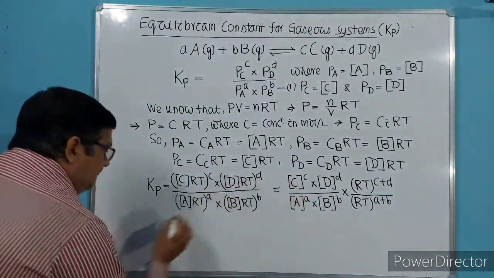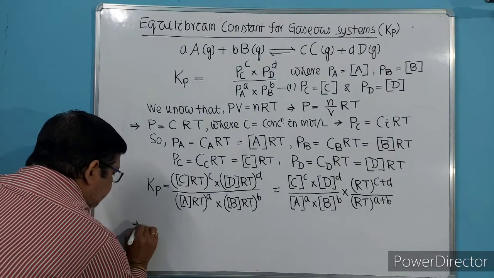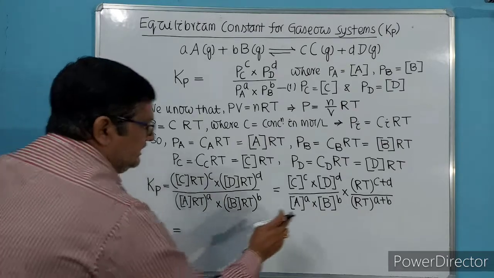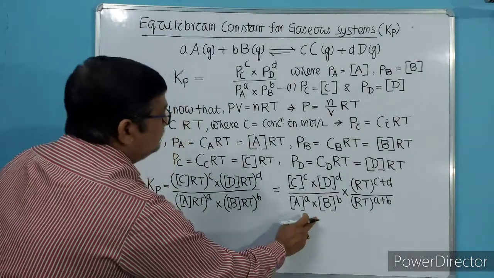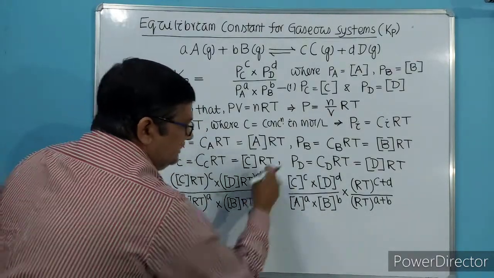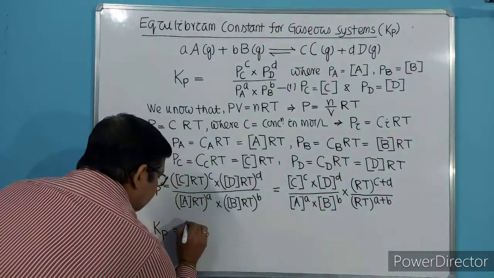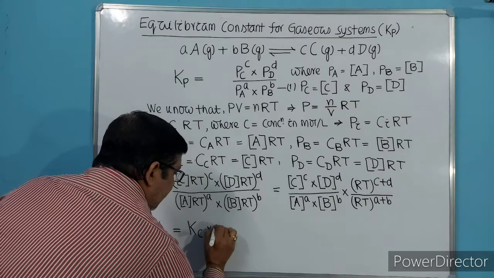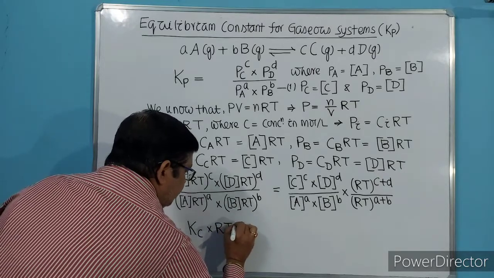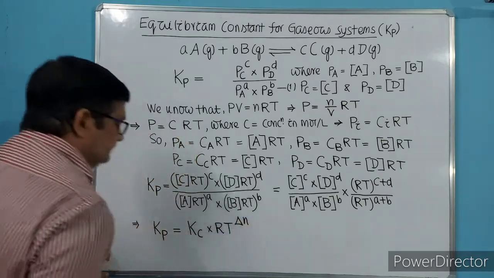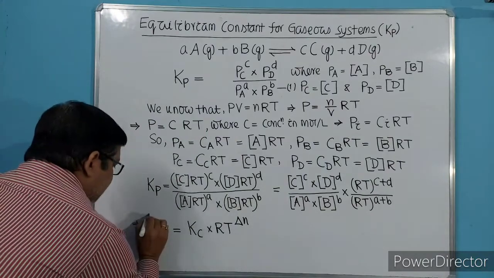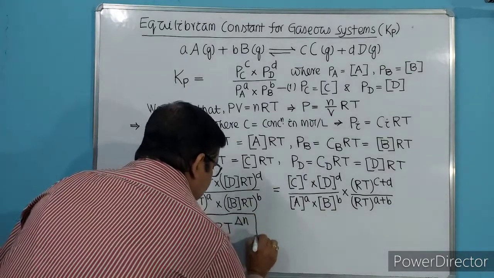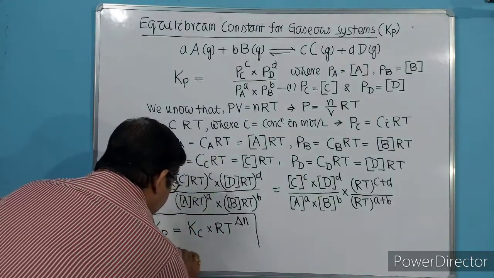So then I can write that Kp is equal to this, and this is Kc. Look at the value of Kc. This will give you the value of Kc, into RT to the power del N. So this is the relationship between Kp and Kc.